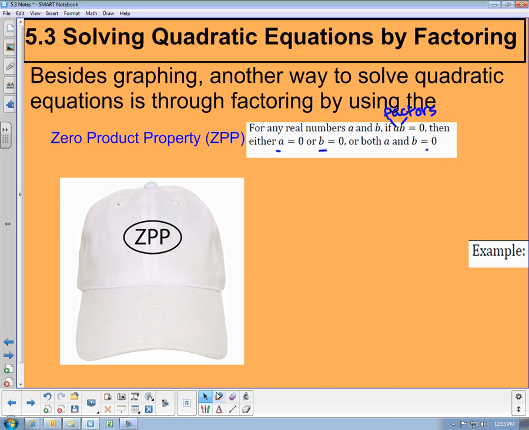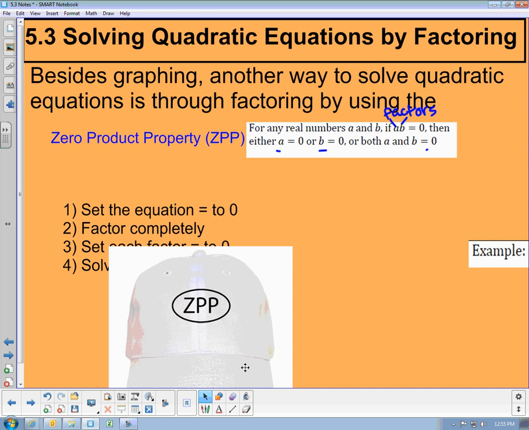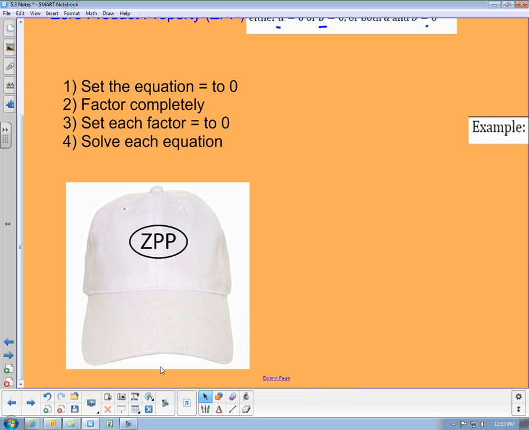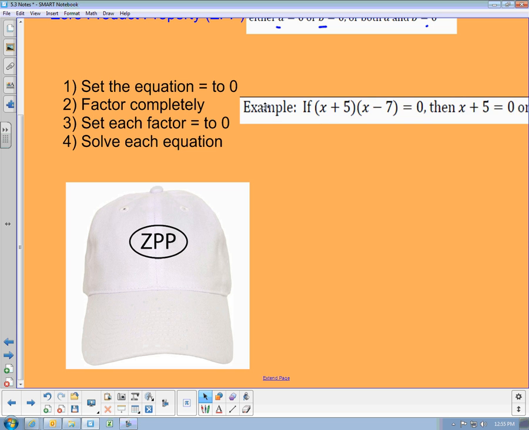So if we're solving using that zero product property, this is what we're looking at here. We want to set the equation that we have equal to 0, and then we're going to factor the equation. Then we're going to set each factor equal to 0, and we're going to solve. Here's a little example of that.